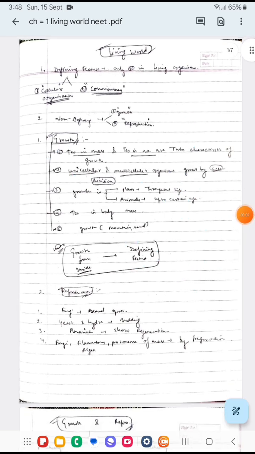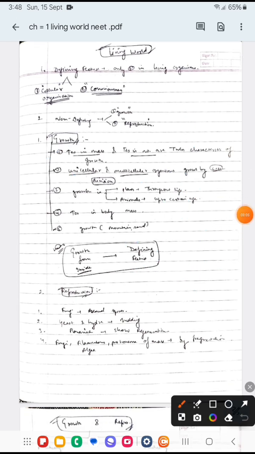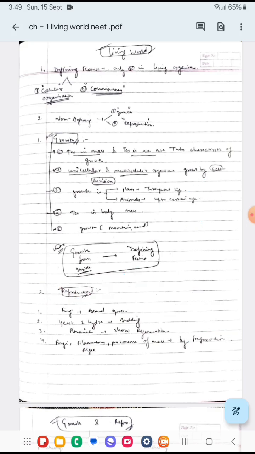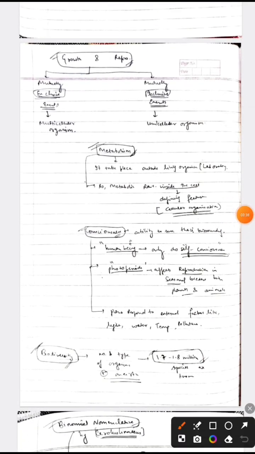Now growth occurs in plants throughout life, but in animals up to a certain age, the increase in body mass or growth occurs, unlike that of mountains and sand. Now next is reproduction. Reproduction mainly occurs in fungi by the method of asexual spores. Second, yeast and hydra by budding, planaria by regeneration, and fungi, filamentous algae, and protonema of moss by the fragmentation process. So these are the processes which occur in microorganisms or other organisms. That's why reproduction and growth are non-defining features.